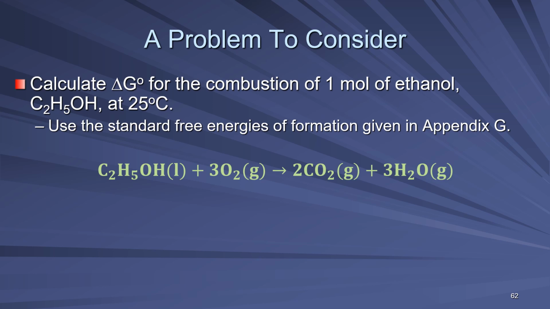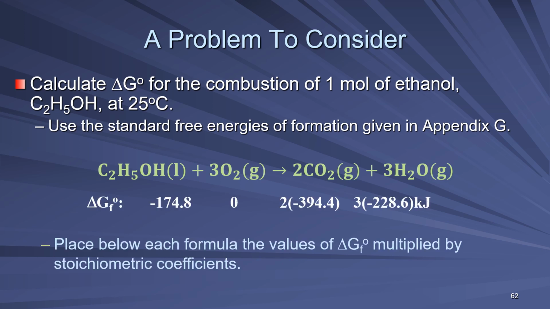So this time we're actually looking up the delta G of formation values for these. The delta G for elements are also 0. So the delta H and the delta G are 0, but the S values are not 0. Anyway, again, look up the values from the table. Delta G of formation of ethanol is negative 174.8.